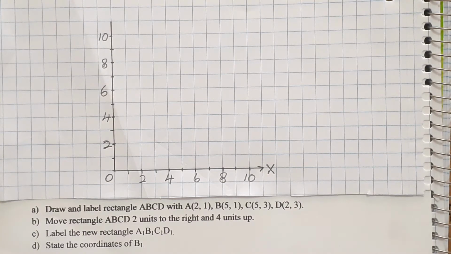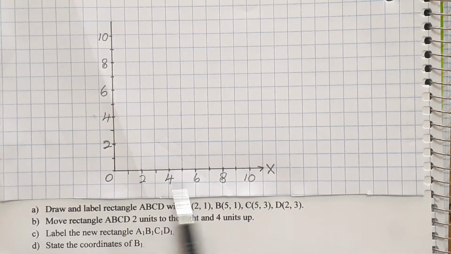So the question states, draw and label rectangle ABCD with A (2, 1), B (5, 1), C (5, 3), D (2, 3). These are the points that we need to plot on our graph so that we're able to get a rectangle. Now, first of all, you notice here our graph is basically labeled.